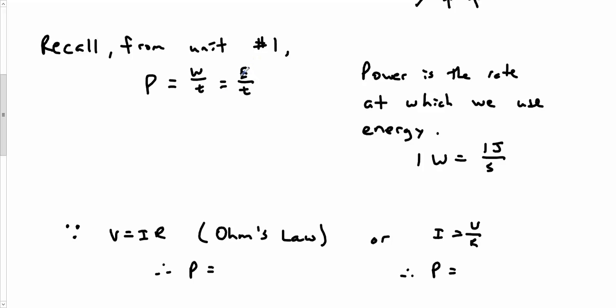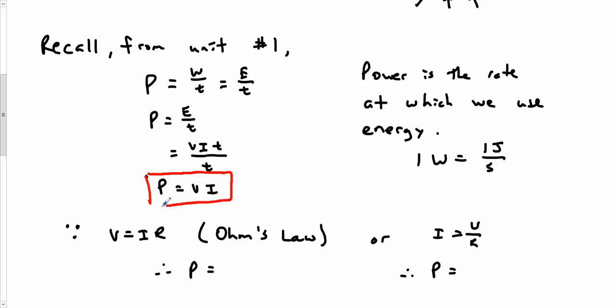Now we just wrote an equation here for energy in a circuit. It was VIT over T, which means that power is equal to VI. There's a little formula to calculate how much power is being used in a circuit.